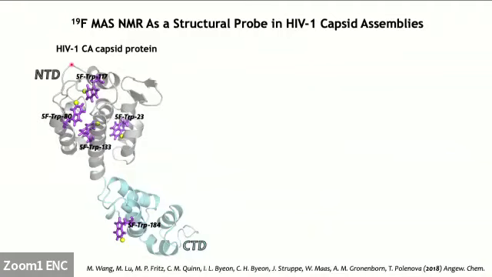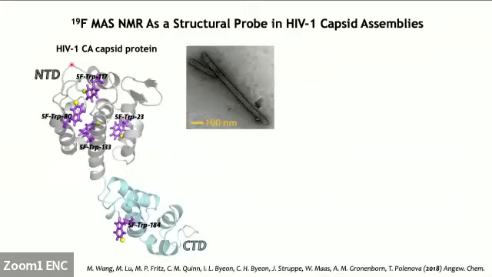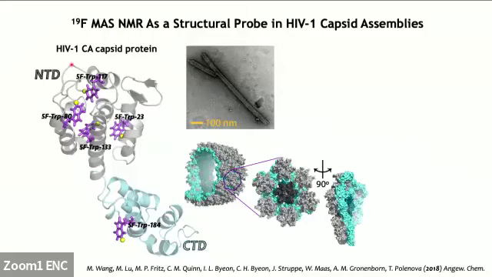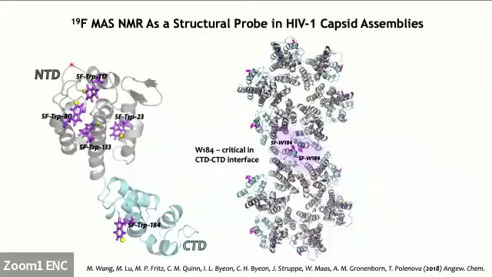And we wanted to look at whether we can get long-range fluorine distances to help us with the structure calculation of tubes formed by this capsid protein. These kinds of tubes are commonly studied by NMR and cryo-electron microscopy. They have curvature here, and one of the interesting features is that there is a critical interaction in this tryptophan 184, which is responsible for formation of the intrahexamer interface.